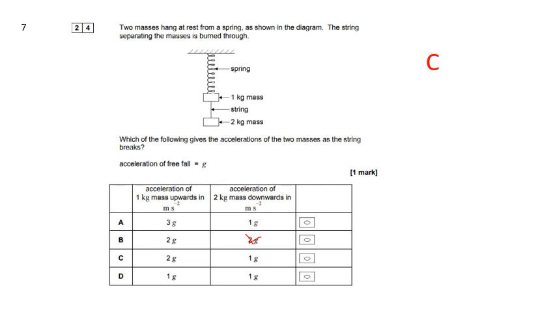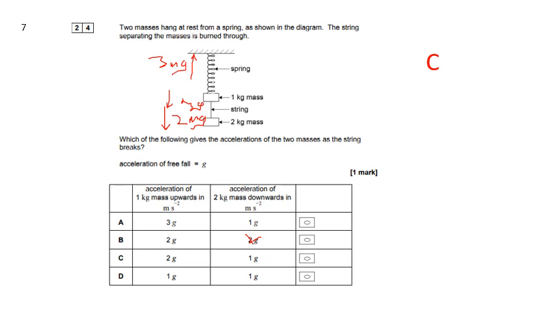Now, what does the 1 kilogram mass do? Well, what's the force acting on it? When it's in equilibrium, you've got 2mg downwards due to that one there, and you've got 1mg due to its own weight. So when it's in equilibrium, 3mg is the tension in the spring.